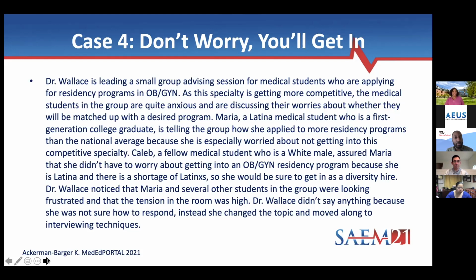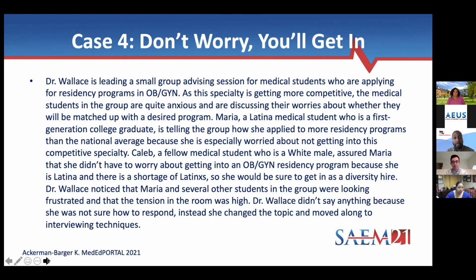Dr. Wallace is leading a group advising medical students who are applying to residency programs for OBGYN. As the specialty is getting more competitive, the students in the group are quite anxious and are discussing their worries about whether they will match into the desired program. Maria, a Latina medical student who is a first-generation college graduate, tells the group how she applied to more residency programs than the national average because she is especially worried about not getting into the competitive specialty.